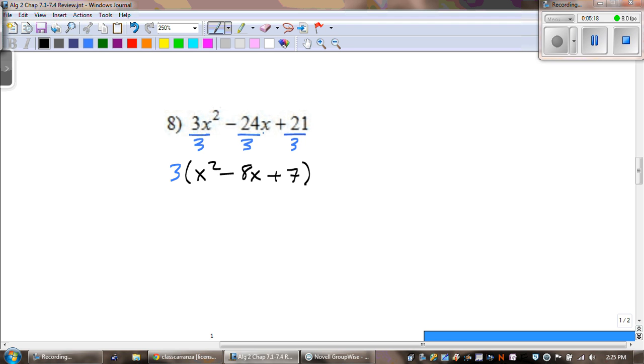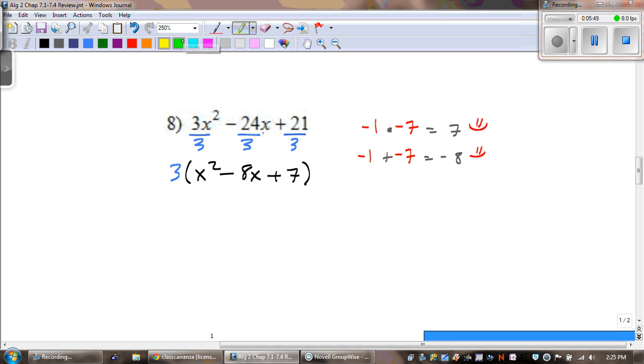Okay? And now the next thing that we would do is we would do a times c, the 1 times 7, and I want to know what number multiplies to get to 7 and adds to get to negative 8. Is there a set that does that? And there is. It's negative 1 and negative 7. When you multiply it, it turns to a positive, and when you add it, it stays negative.